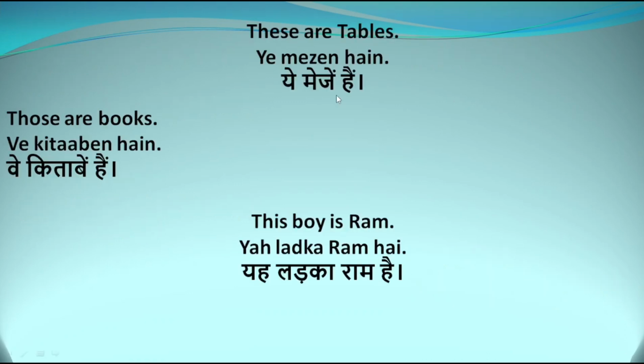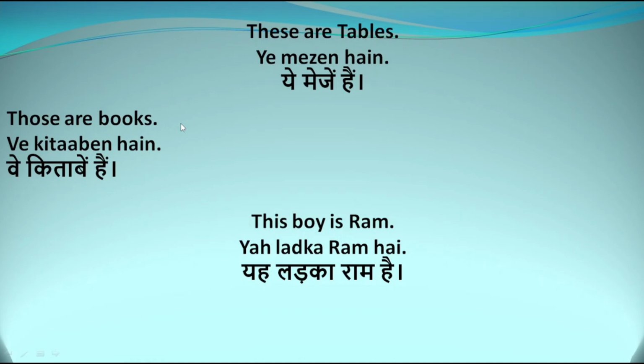These are tables. Now this is plural. These means ये. And tables: मेज singular and मेज़ें plural. ये मेज़ें हैं. As the tables are plural, we will say हैं, not है but हैं. ये मेज़ें हैं.